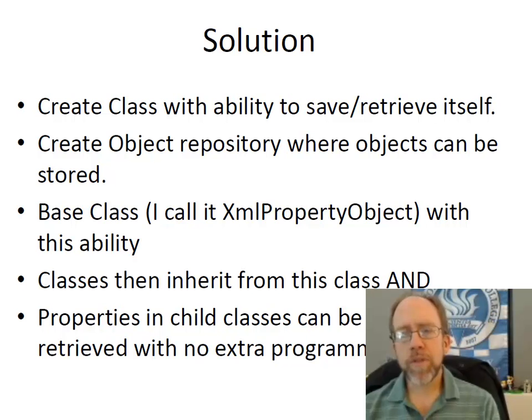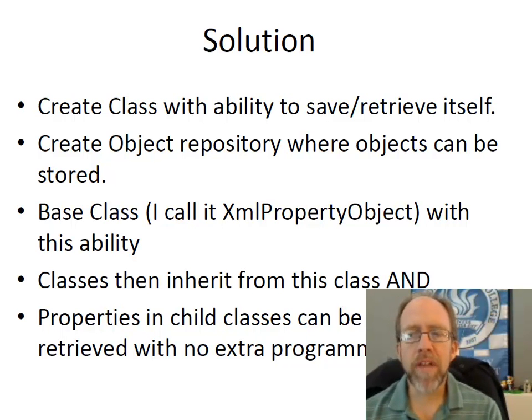So I created this base class, and I call that base class XML property object, which kind of reveals a little bit about how the whole thing works. Essentially what I do is I am able to take the object itself, take the properties, turn them into XML, and store those into a database with a number of meta properties, or basically in this case metadata.